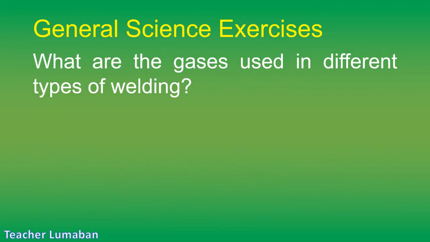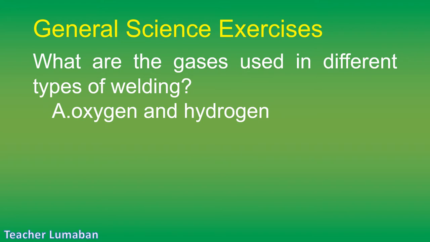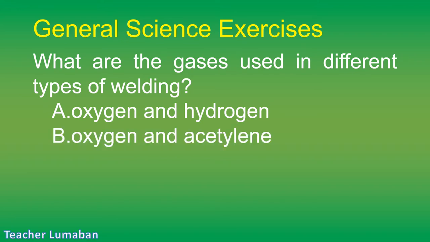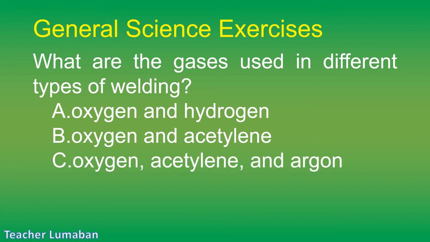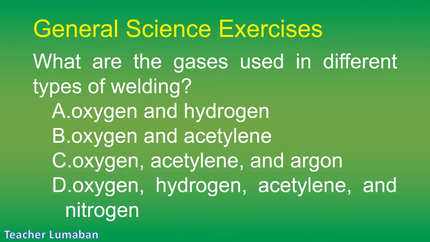What are the gases used in different types of welding? Letter A, oxygen and hydrogen. Letter B, oxygen and acetylene. Letter C, oxygen, acetylene, and argon. Letter D, oxygen, hydrogen, acetylene, and nitrogen. Choose the suitable answer to the following choices in 5 seconds.